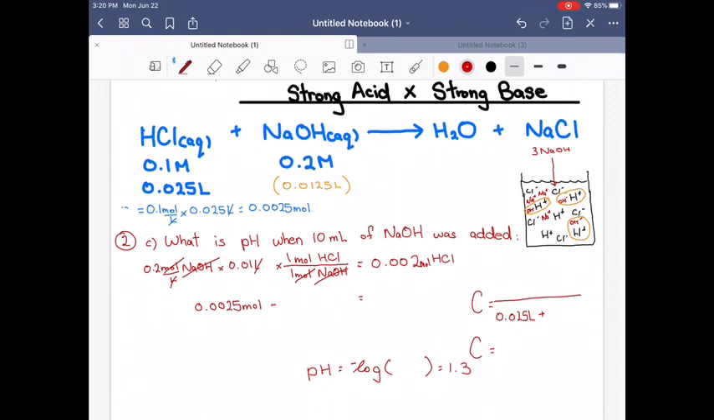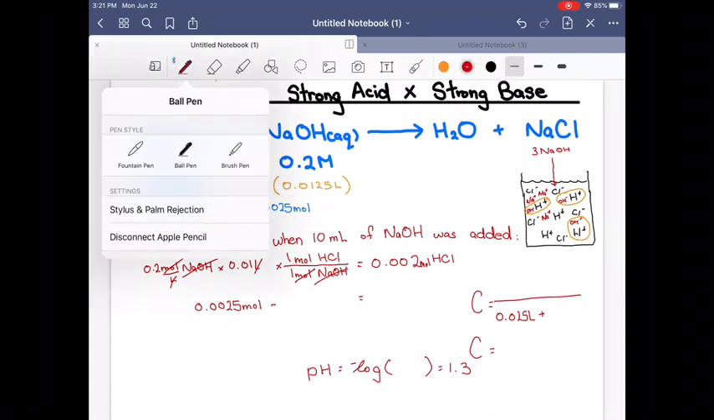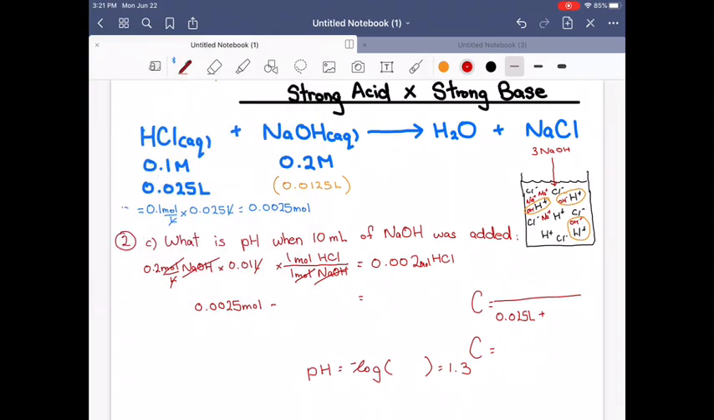Okay, so let's do the subtraction again. So originally, as I said, we have this amount in moles. You add 10 milliliters, well, this amount will be reacted. Okay? And because of that, this is how much HCl you have left.